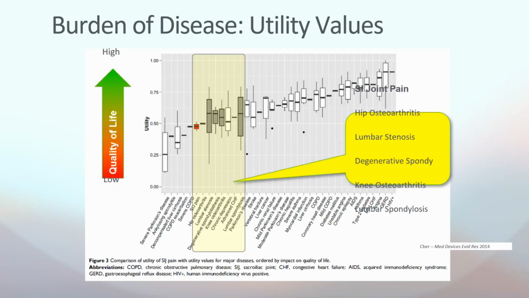This is an interesting slide because it shows SI joint pain right here at the very beginning of this yellow box. It's right next to severe COPD in terms of limiting someone's life. Parkinson's disease is also in that area. Advanced congestive heart failure, right?